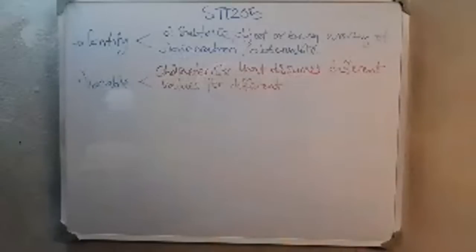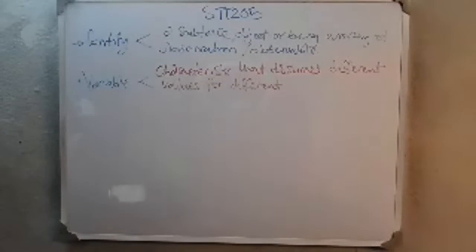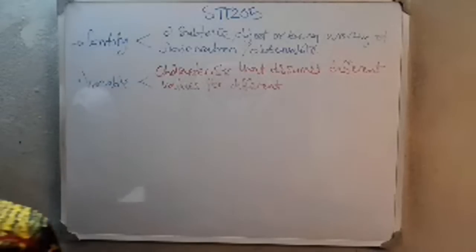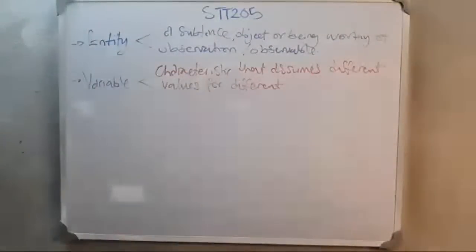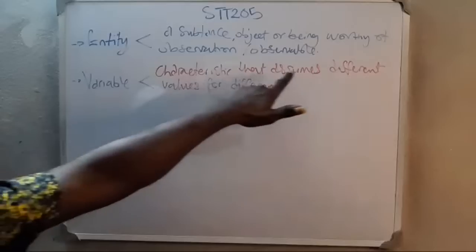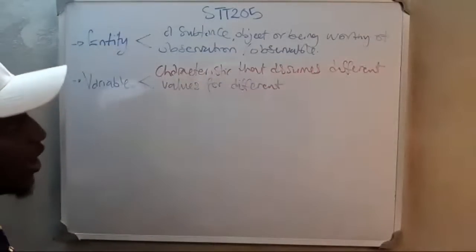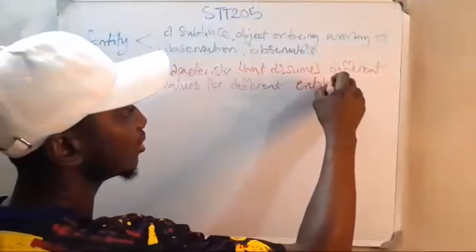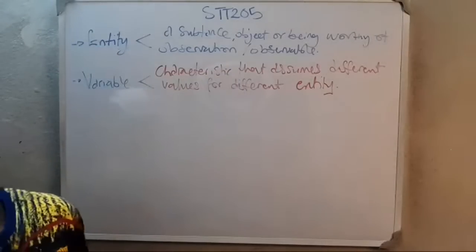Now, there are some categories, subcategories under variable. So variable is said to be the characteristic that assumes different values for different entities. So now, under that, we have what we call random variable.